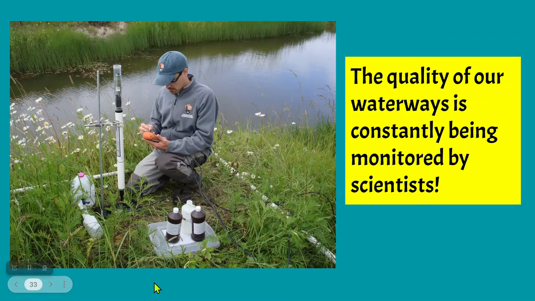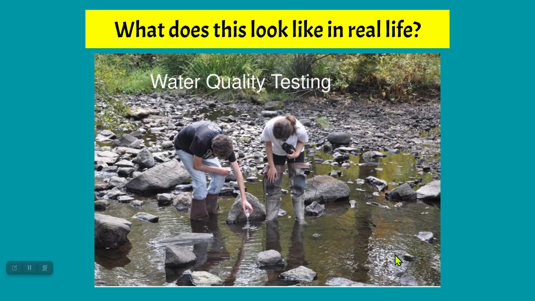All right. And then, depending on how much time we have in class, we are going to learn a little bit about how scientists actually find out about water quality in the real world. The quality of our waterways is constantly being monitored by scientists. This is a scientist who's out in the field getting ready to do some of the same exact tests that you have practiced today. It looks like this. Scientists are often out in streams and right at the edge of ponds, or maybe even on boats, taking water samples.